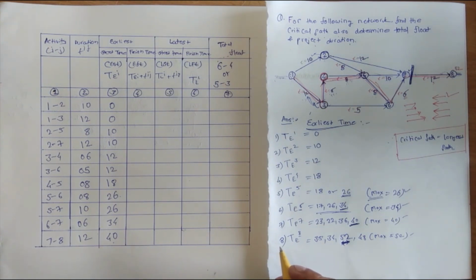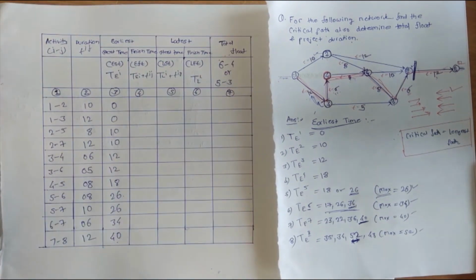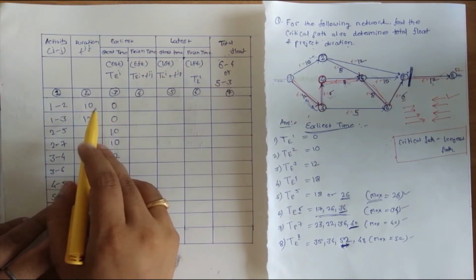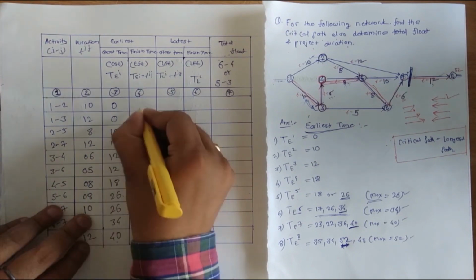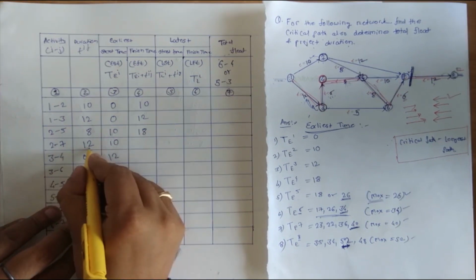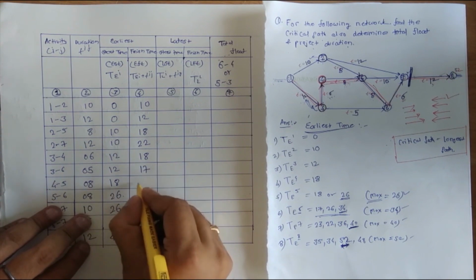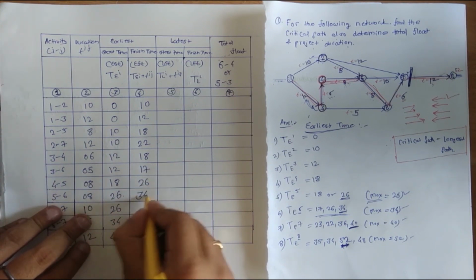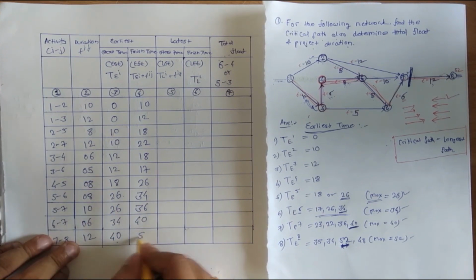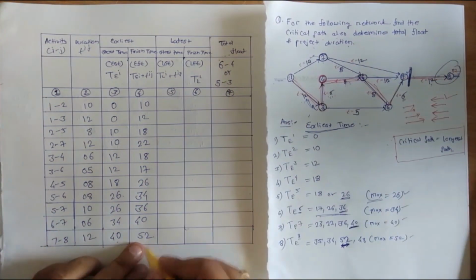Now next is the finish time. This finish time is nothing but the duration plus the start time. So it will be 10. So 12, 18, 12 plus 10, 22, then 18, then 17, then 26, then 34, 36, 6 plus 34, 40, and it is 52. That is the finish time. You can see the finish time is 52.